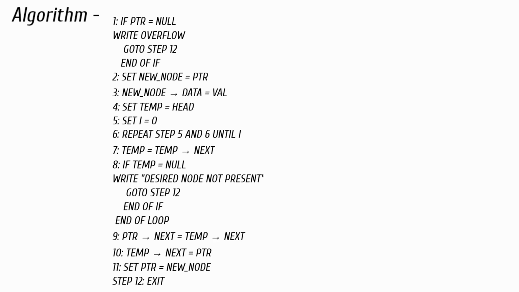Let's see the algorithm. 1. If ptr equals null, write overflow, go to step 12, end of if. 2. Set new_node equals ptr. 3. new_node -> data equals val. 4. Set temp equals head. 5. Set i equals 0. 6. Repeat steps 5 and 6 until i < loc. 7. temp equals temp -> next. 8. If temp equals null, write desired node not present, go to step 12, end of loop. 9. ptr -> next equals temp -> next. 10. temp -> next equals ptr. 11. Set ptr equals new_node. 12. Exit.